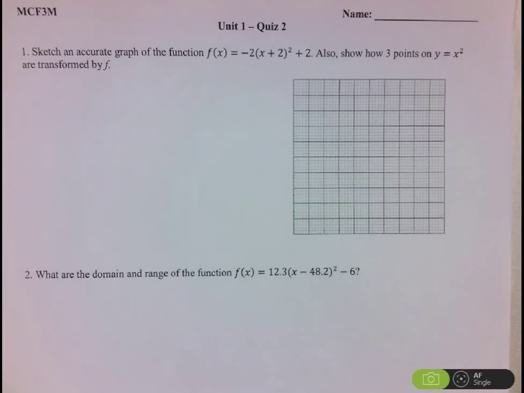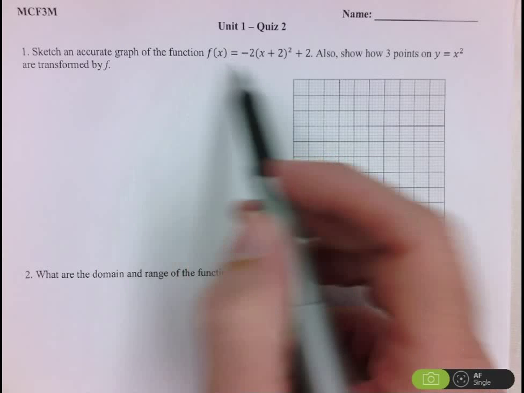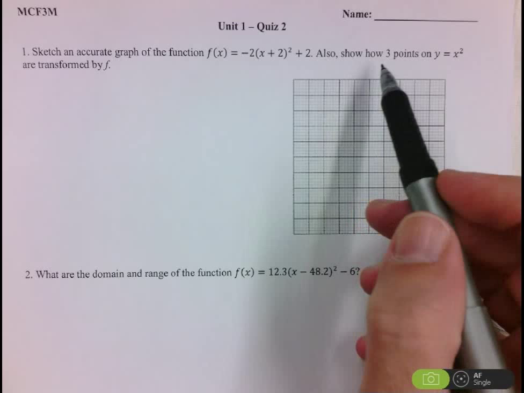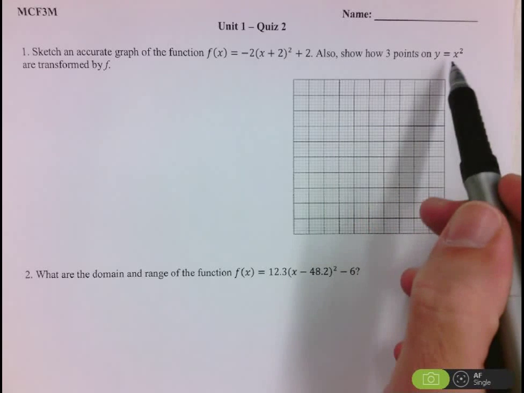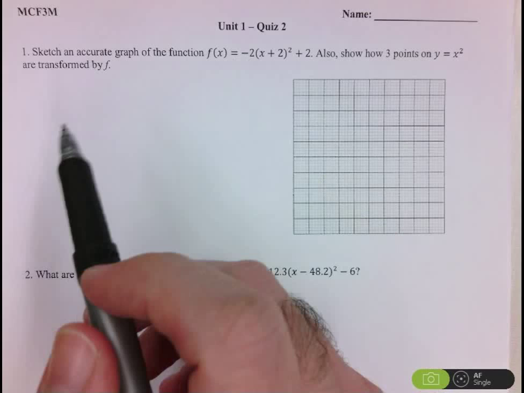Hi folks, we're going to take a look at the solutions to the second quiz for Unit 1. So the first question here asks us to sketch an accurate graph of this function f, and it also asks us to show how 3 points on the parent function y equals x squared are transformed by this function f.